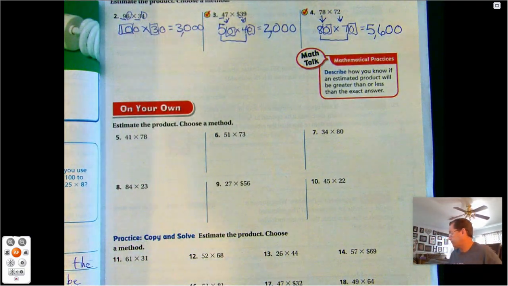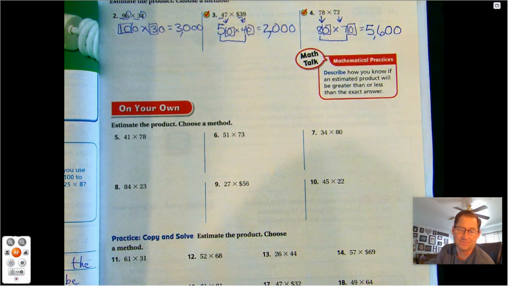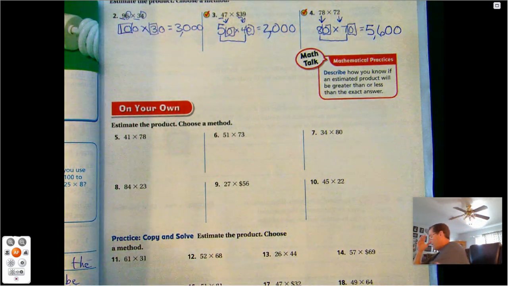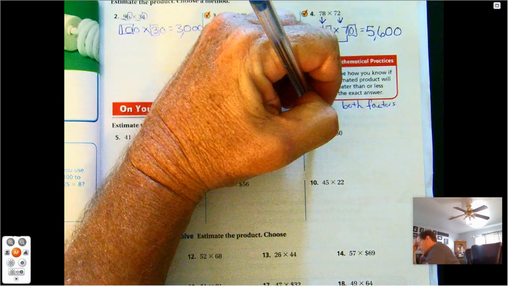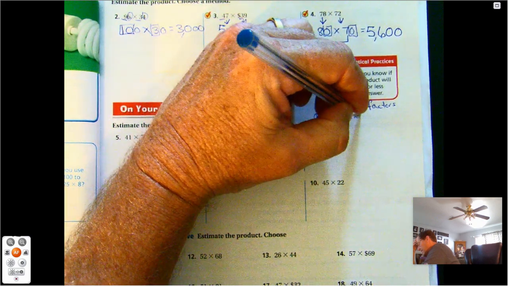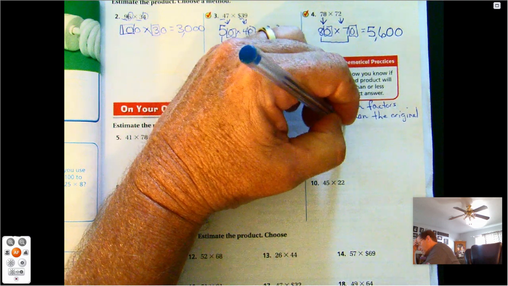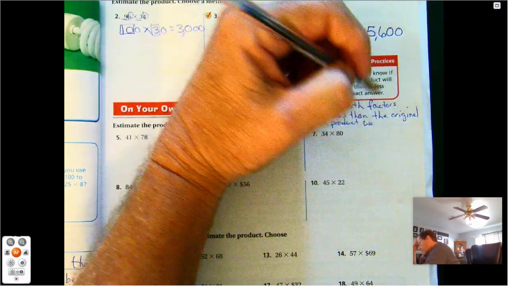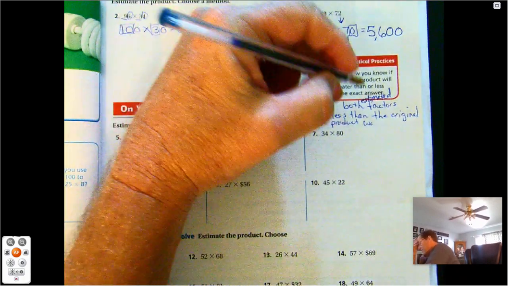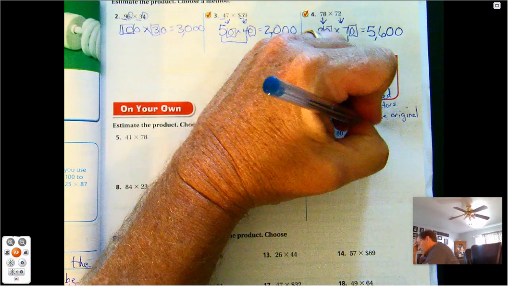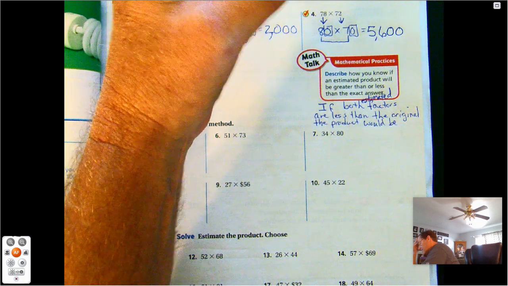Describe how you would know if an estimated product will be greater than or less than an exact answer. If both factors are less than the original, the product would be smaller. The actual product would be greater. If both estimated factors are less than the original, the estimated product would be less than the original.